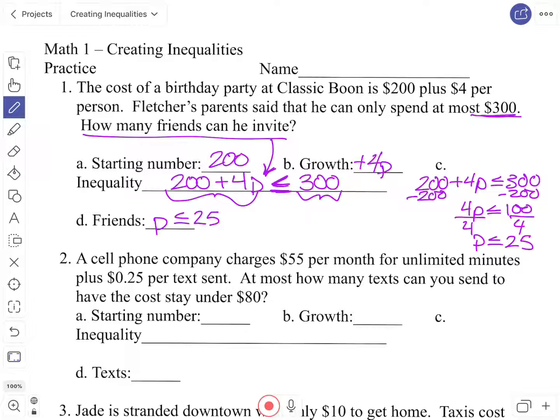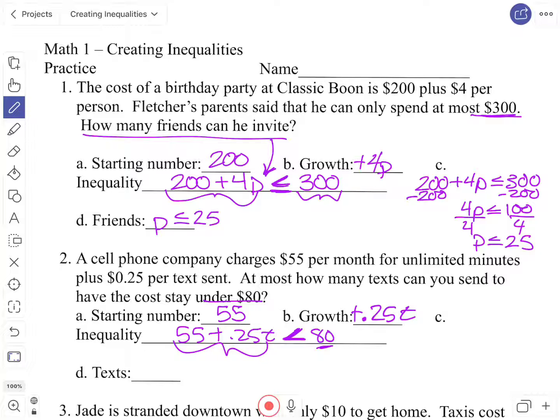All right, number 2, a cell phone company charges $55 per month for unlimited minutes plus 25 cents per text. Again, we started out just like an equation, starting number, growth, per text. So we're adding 0.25t, so 55 plus 0.25t. Okay, now it says at most how many texts can you send to have the cost stay under 80? So again, we want to be under 80. So we want this, which represents the cost per text, to be under that. So that is what our inequality would look like.